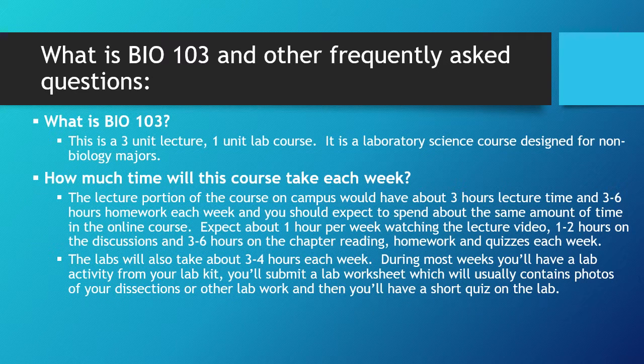Let's start by going over a few frequently asked questions about the course. So first off, what is Bio 103? It's a 3-unit lecture, 1-unit lab course. It's a laboratory science course designed for non-majors. Another question that comes up is how much time will this course take each week? With the 3-unit lecture, 1-unit lab course, normally if it was on campus, you'd go to 3 hours of lecture per week, and for lab, you'd go to 3 hours of lab per week. So we will try to have about that same amount of time for this course.